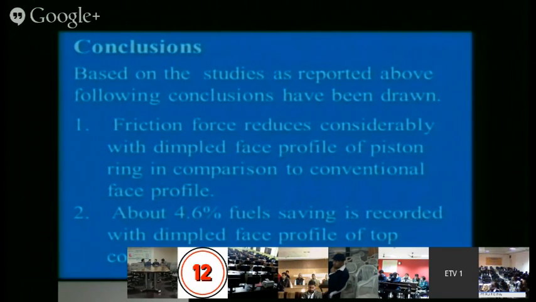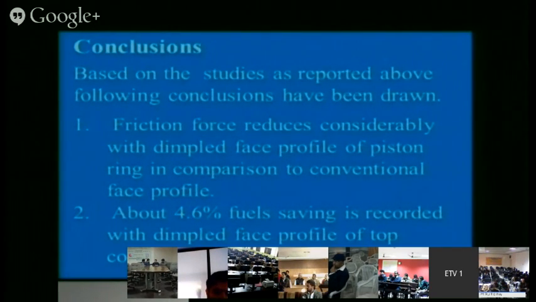So here, let us summarize what we have achieved. Friction force reduces considerably with the textured profile of the piston ring in comparison to the conventional profile. Meaning, we have taken the profile from the market, and we have copied a certain shape, a fish-type shape, a dimple, and the result is in front of you. Roughly 4% reduction in fuel consumption, and about 5 to 10% noise reduction is also taking place. It is fine. And about 4.6% fuel saving is recorded.